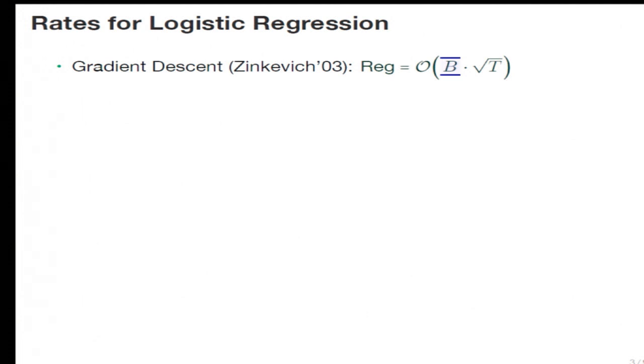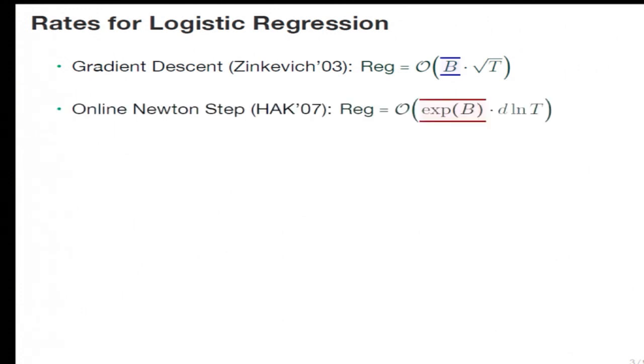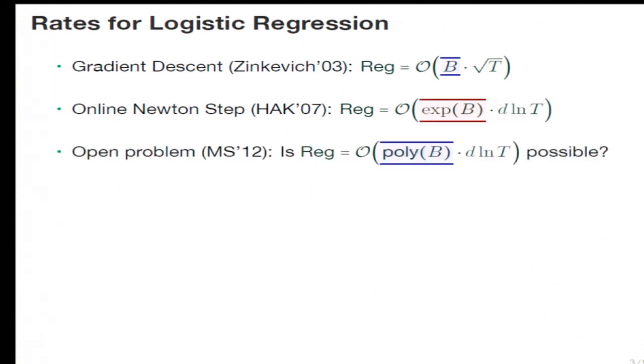So let's see, what do the usual algorithms get for this setting? Online gradient descent gets root T regret and scales linearly in the norm bound B. Online Newton step gets logarithmic regret, but unfortunately is exponential in this norm bound B. A natural open question posed by McMahan and Streeter in 2012 is whether you can get logarithmic regret but polynomial dependence on B.